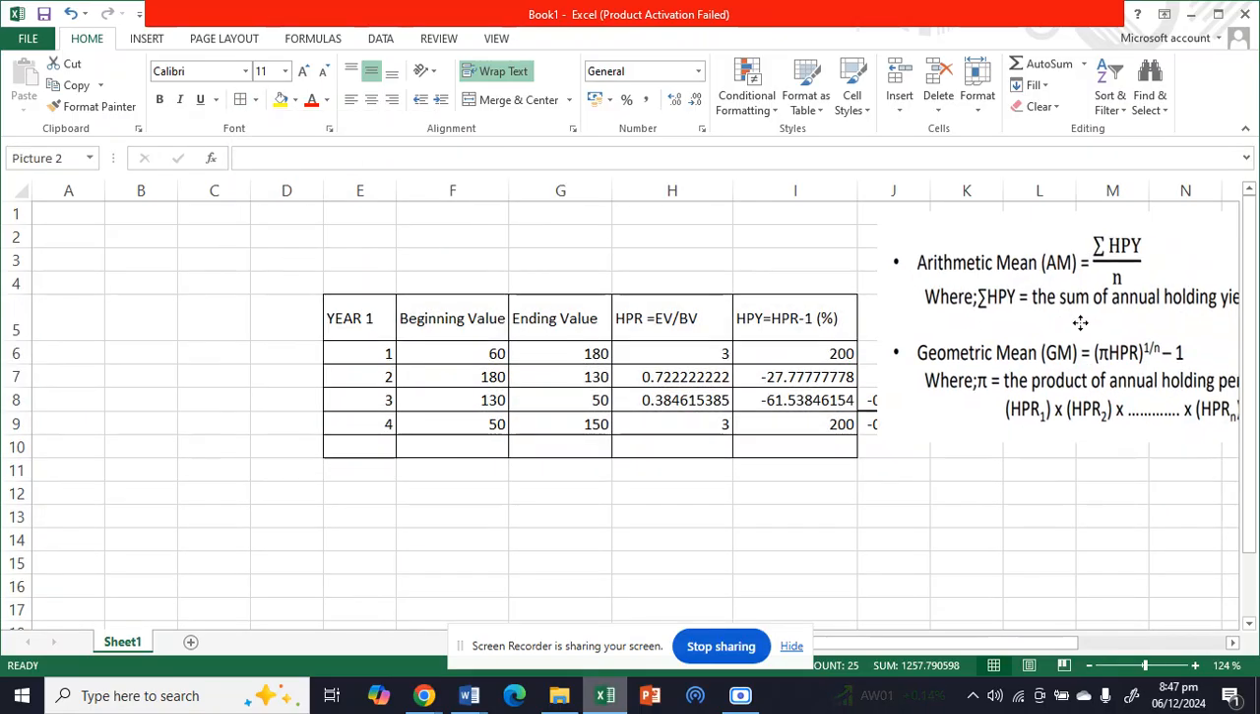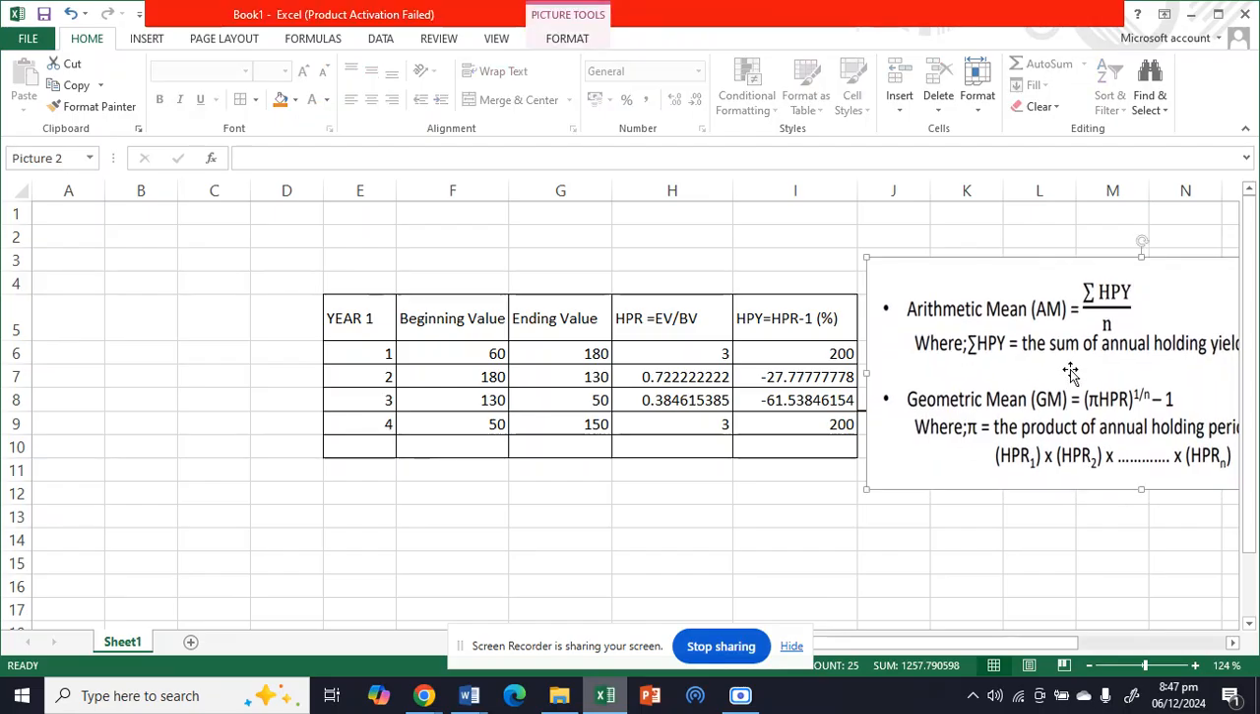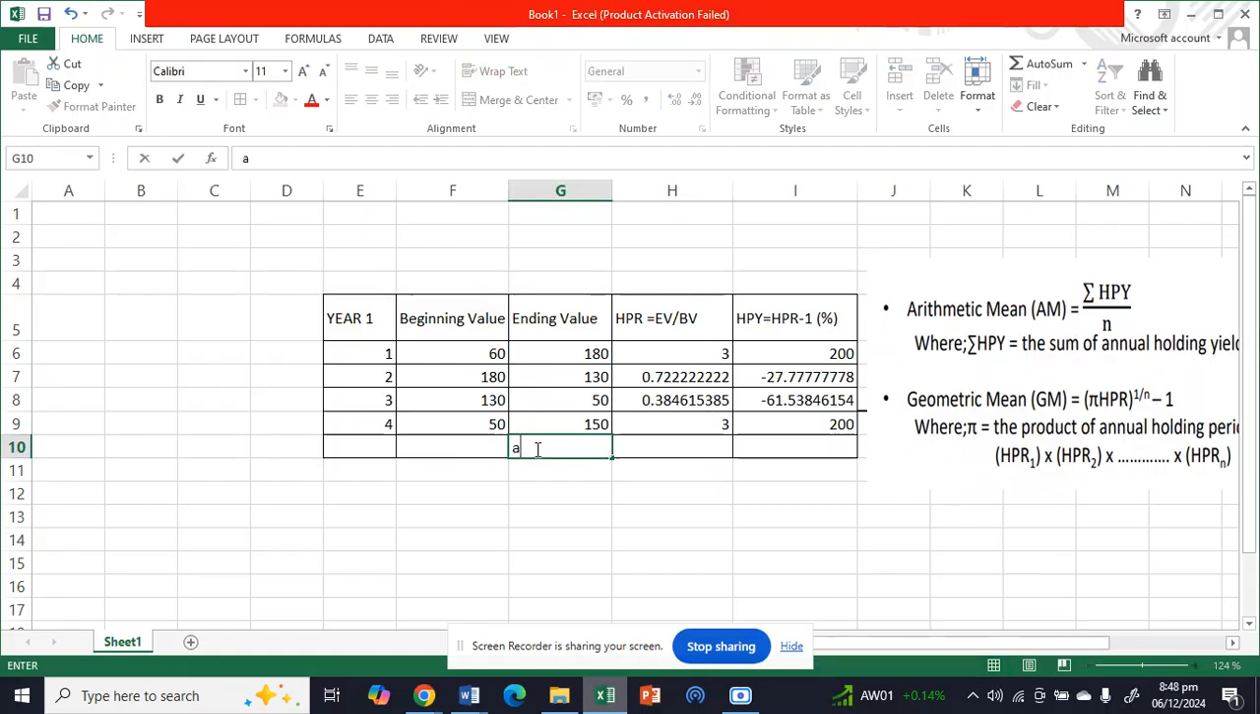That's where this arithmetic mean comes in. So we're going to find the arithmetic mean and also the geometric mean. We'll start with the arithmetic mean. It is just the average basically. On average, what was the growth of our investment?